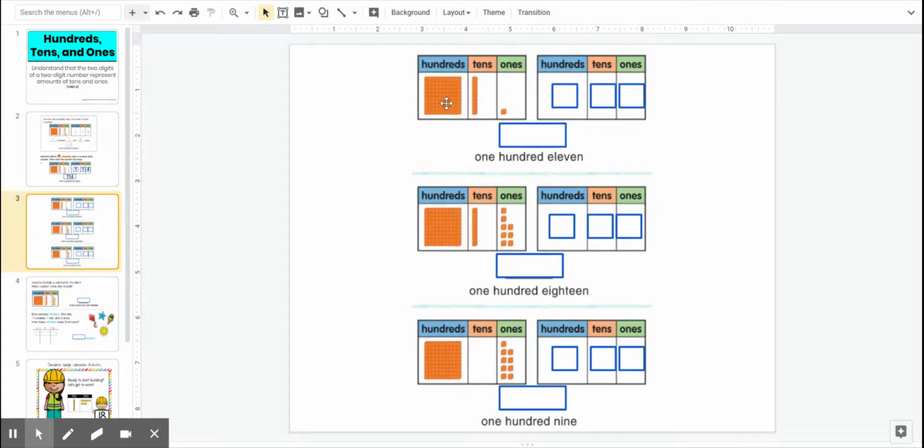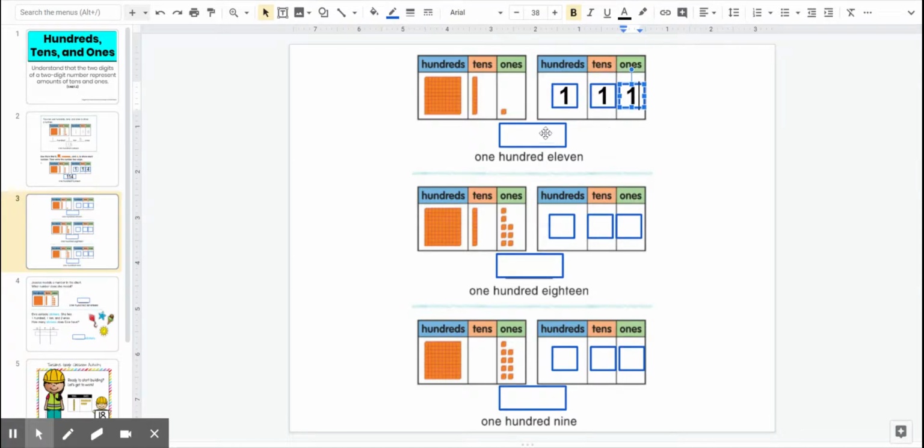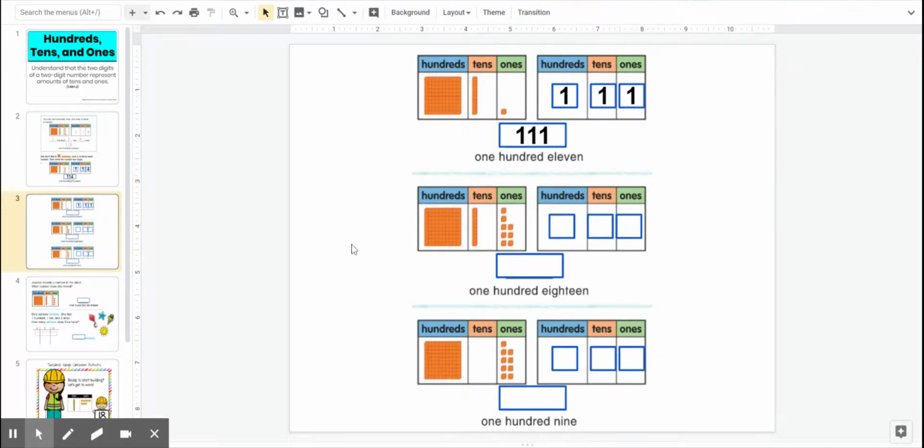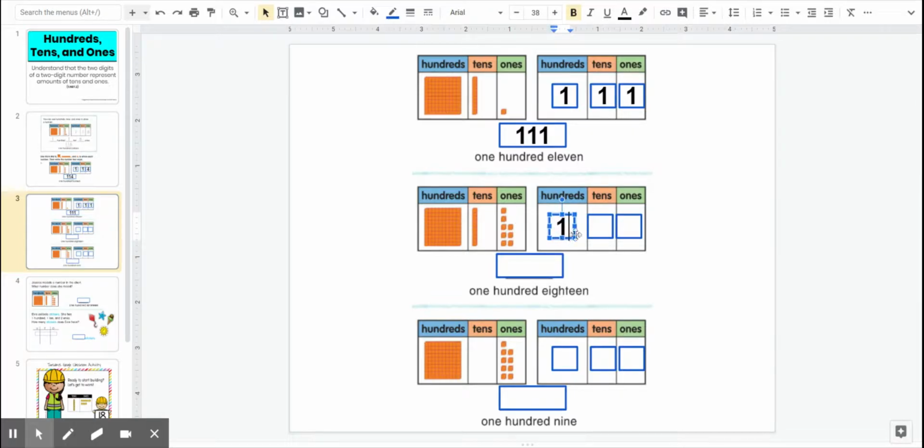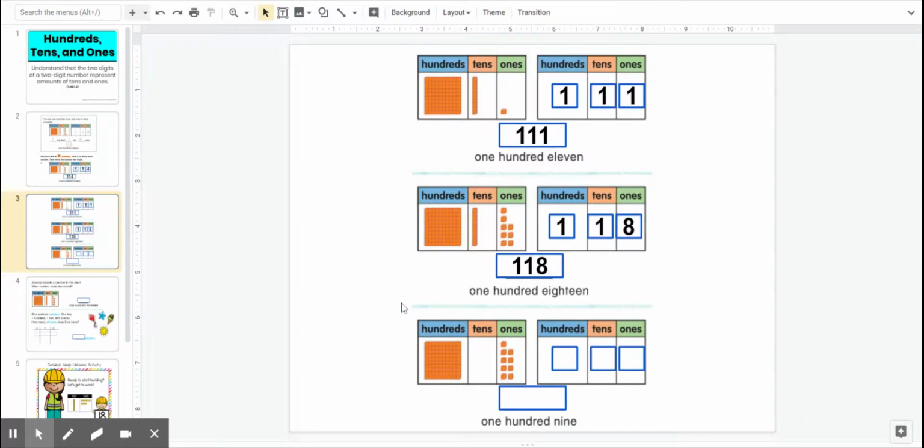So look here, we have 100, a 10, and 1 little 1. So we have 1 hundred, 1 ten, and 1 one, and that number is 111. Same here, 100, a 10, and 8 little 1s. So 1, 1, 8. 118 is the answer for that.